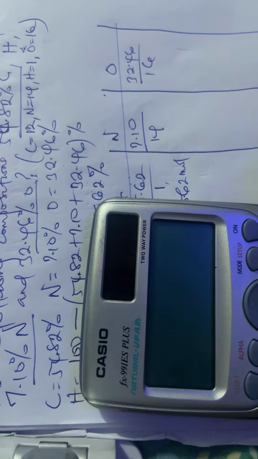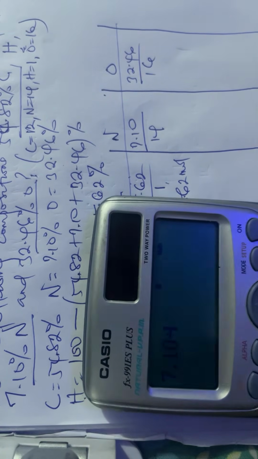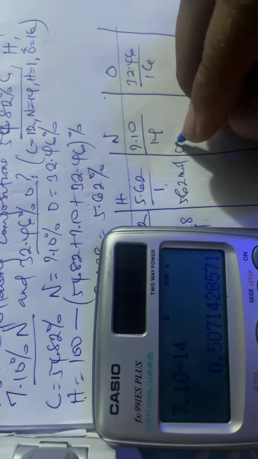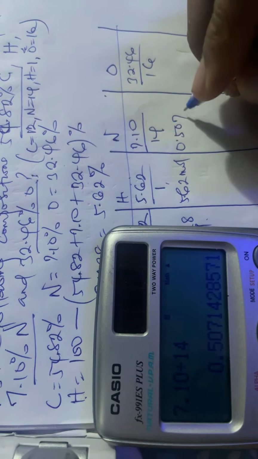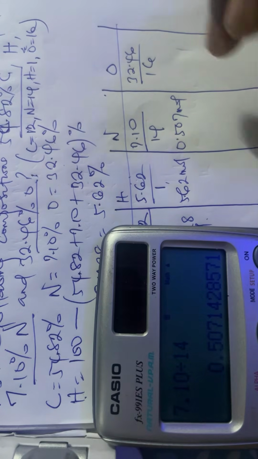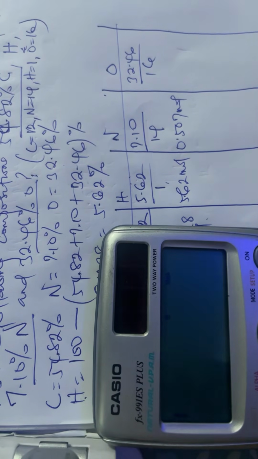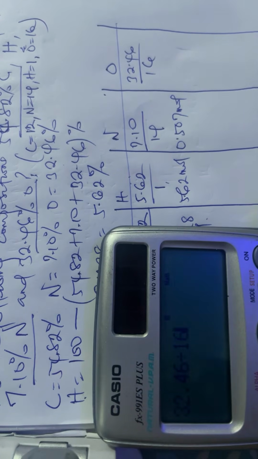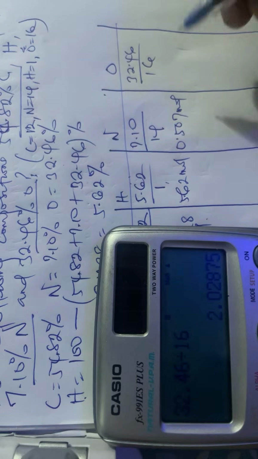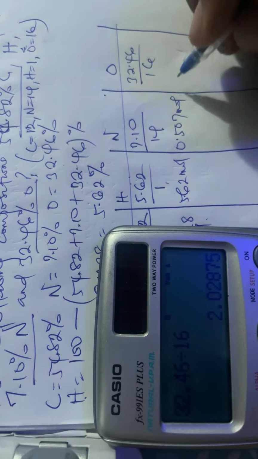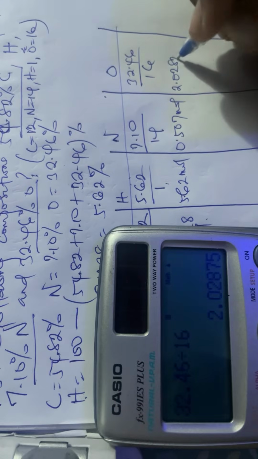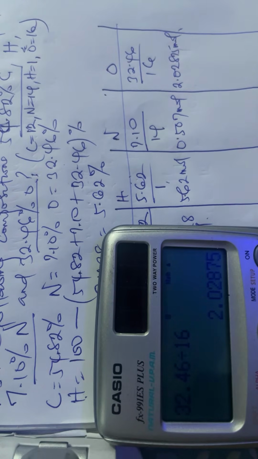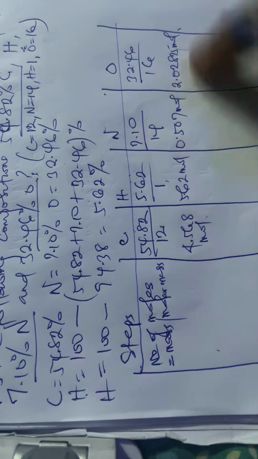7.10 divided by 14 will give you 0.507 mole. All right, then the next one is 32.46 divided by 16. This will give you 2.02875 mole. So these are the moles. So this is step one.